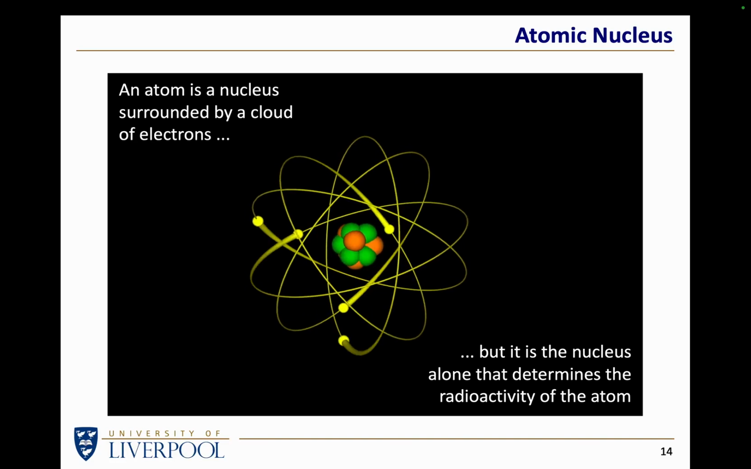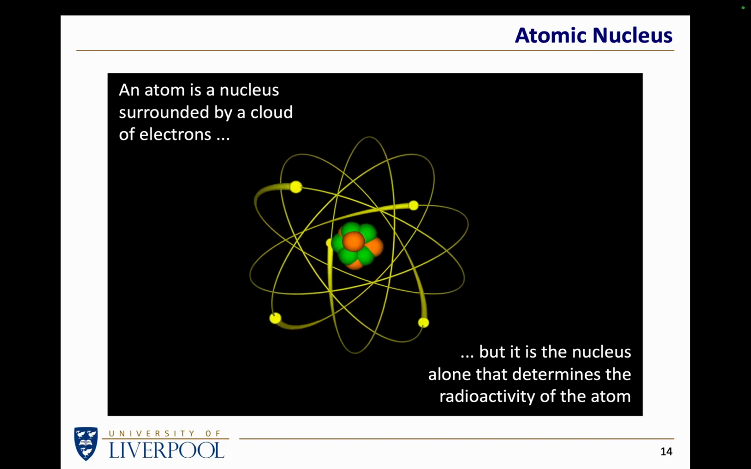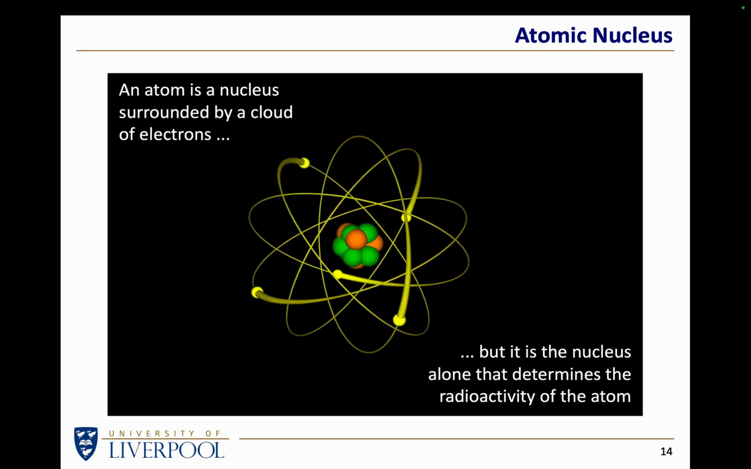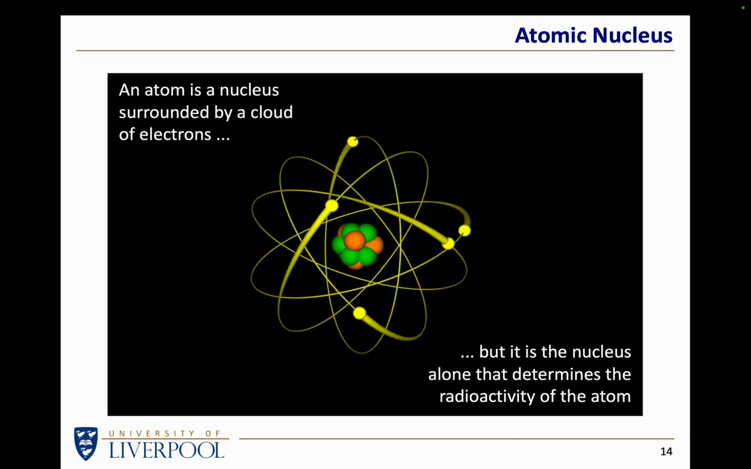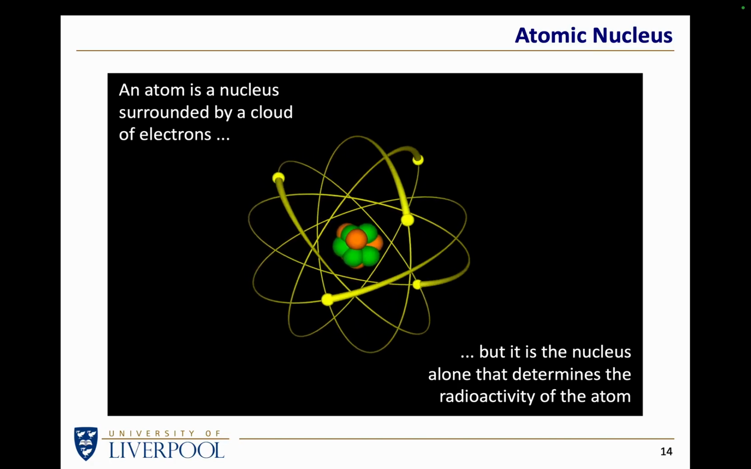We know atoms look a little bit like this. That's not a particularly fantastic representation of an atom, but it's good enough for what we need to know. An atom is a positively charged nucleus and lots of negatively charged electrons buzzing around like bees.